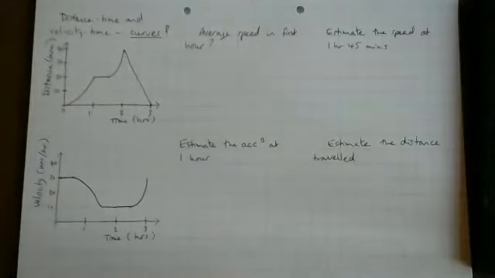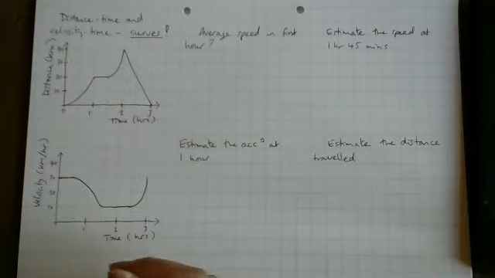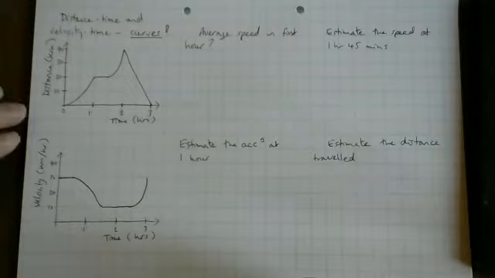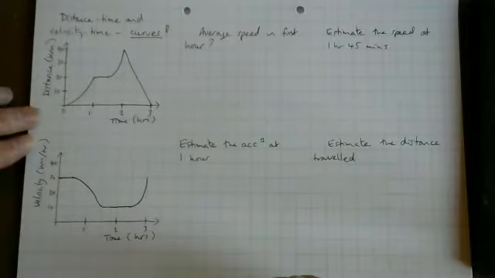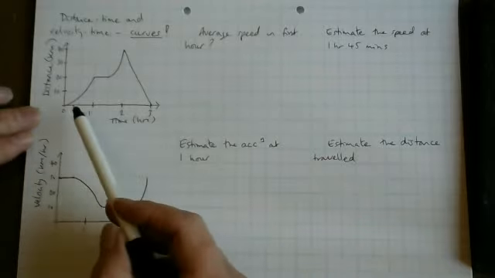So we've done distance time and velocity time graphs with straight lines. Now we want to look at distance time and velocity time graphs with curves instead. And this is very much about estimating and finding averages. Here's a distance time graph.